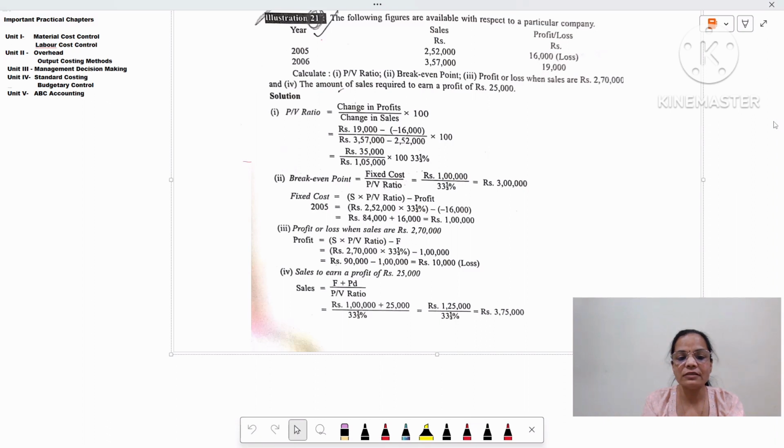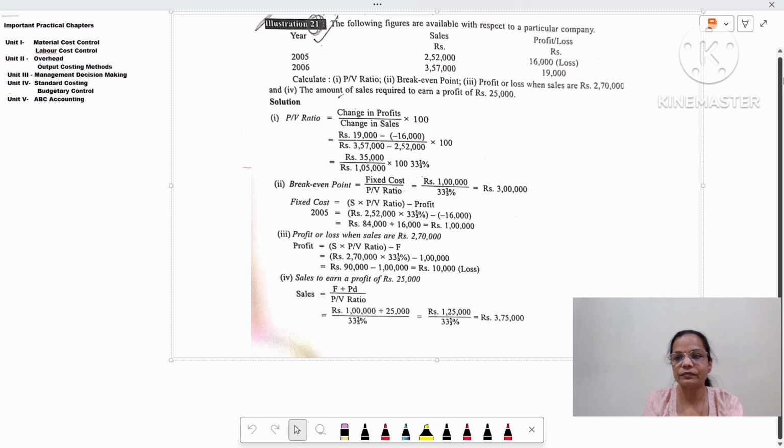Today I am going to discuss important questions of cost and management accounting. Your syllabus is divided into 5 units. 2 questions will be asked from each unit. One is a theoretical question and one is a practical question. Theoretical questions I have already shared with you all on the Scholar ERP app, and you can see some important practical chapters on the left side of your screen. So let's discuss one of the important questions.